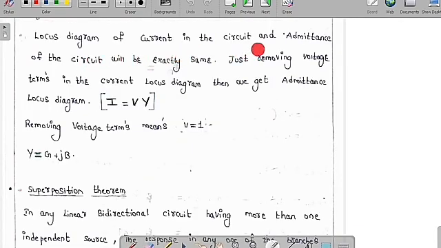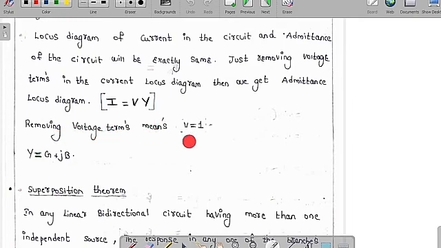The locus diagram of the current in the circuit and the admittance of the circuit will be exactly the same. Just removing the voltage term from the current locus diagram gives the admittance locus diagram. I have already told you current is equal to voltage into admittance. So if you remove V, the current locus diagram and the admittance locus diagram are the same, only scaled. Current is a scaled version of the admittance diagram.